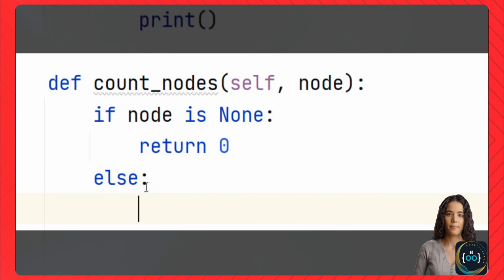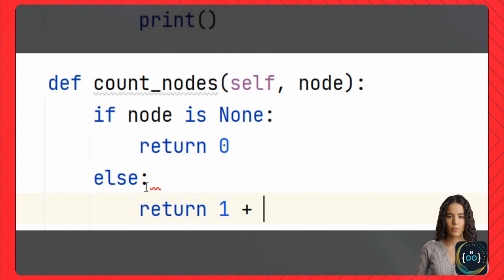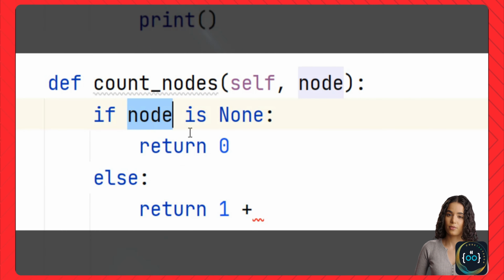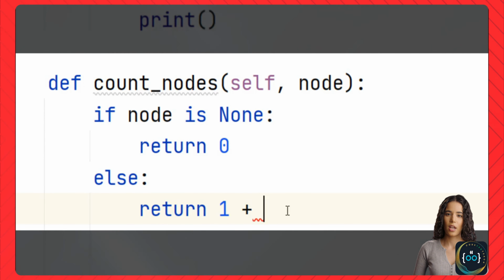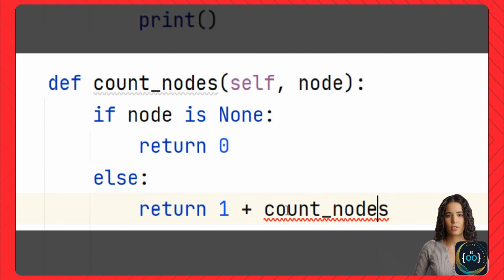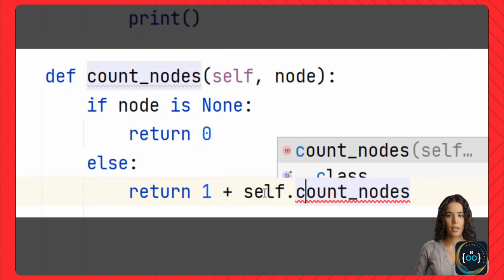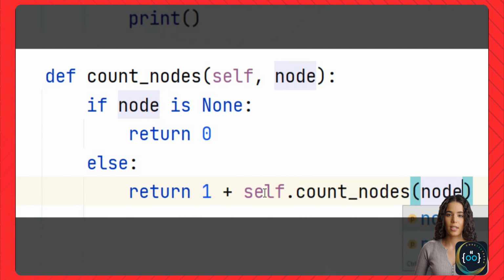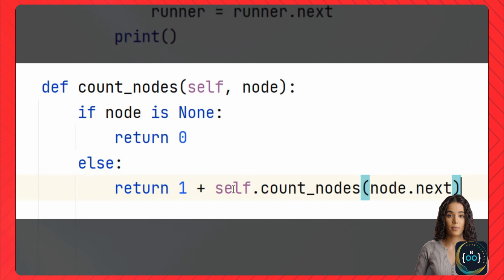Now, else, what is our recursive case? A recursive case would be to add 1 if the node is valid. If this is false, then the node is valid. We go here and we add 1. And to that value 1, we add the result of counting. We have to use self.count nodes, starting from the next node in the sequence, okay?